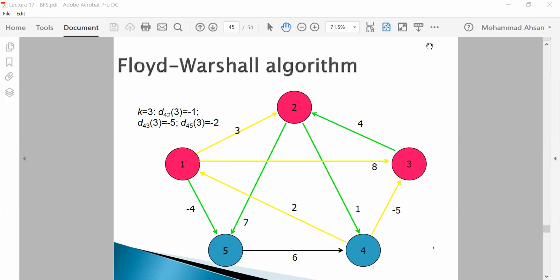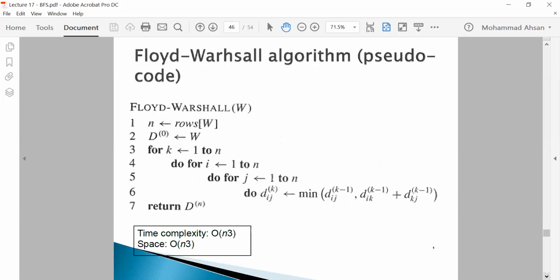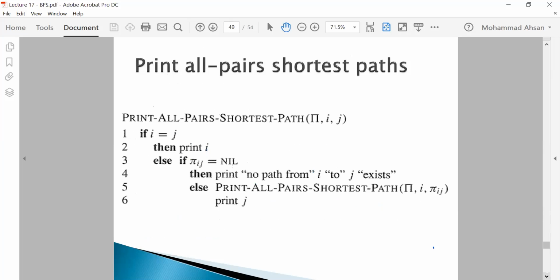Okay, so this is done for 4. So this is what we do before going into this.